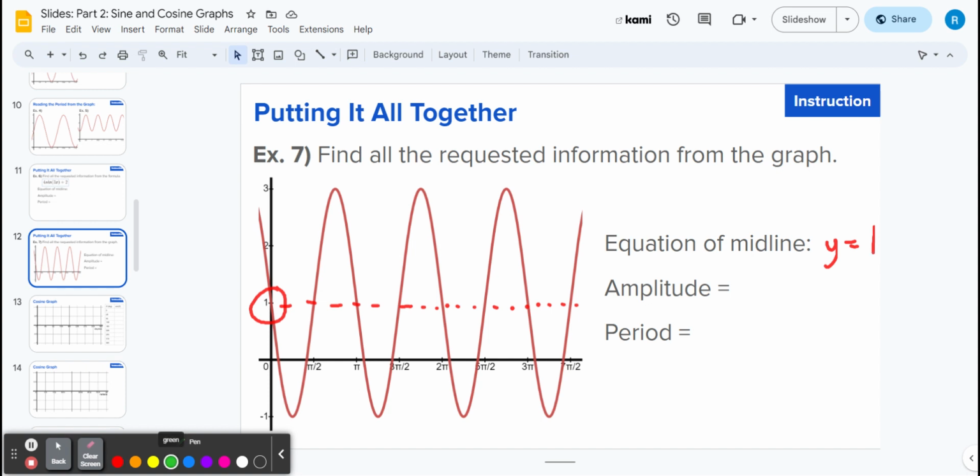My amplitude, if I measure any of these peaks, let's measure one on the right so that we have some space to make other notes. Looks like it goes up 1 tick mark, 2 tick marks, so we should have an amplitude of 2. If I wanted to check this and make sure I got my midline right, I could double check that with one of our down peaks, one of our valleys, and see that, hey, I got 2 spaces as well.